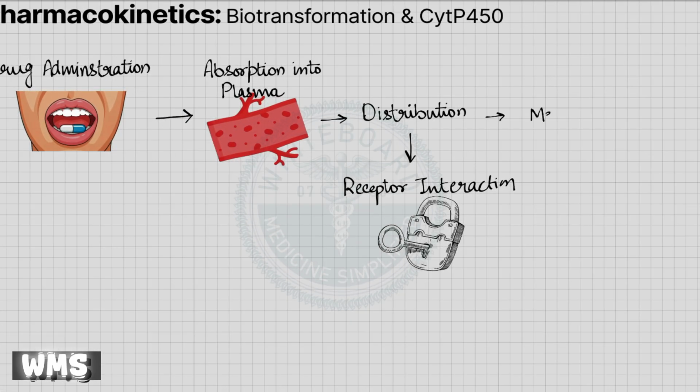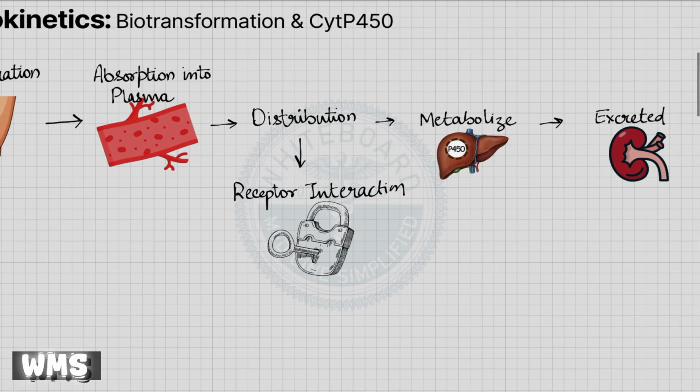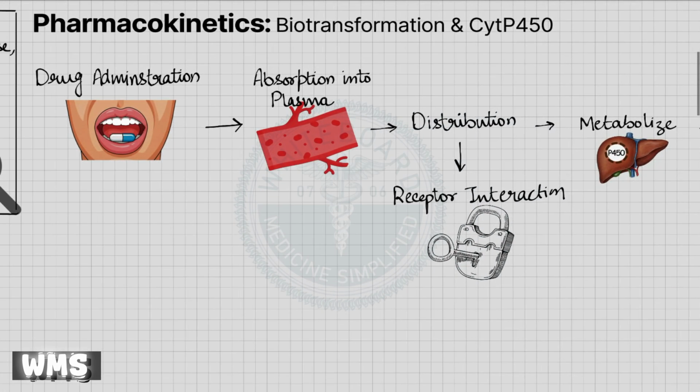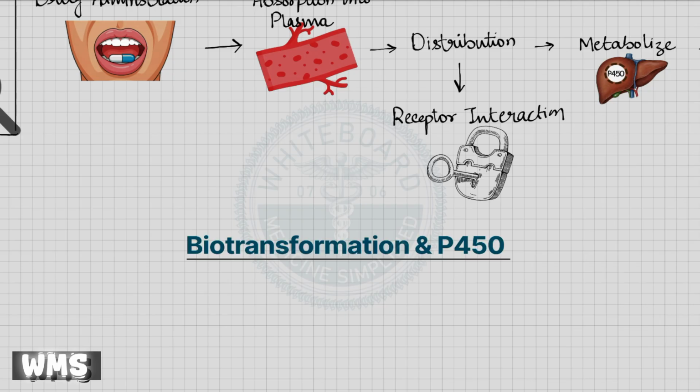Many drugs are then metabolized. The liver is the primary organ responsible for drug metabolism, although it is not the only one. Drugs are finally excreted, with the kidneys being the main organ, but again, not the only route. All of these processes together make up the pharmacokinetics of a drug. And in today's discussion, we will primarily focus on drug metabolism. And in metabolism mainly, we discuss the Cytochrome P450.